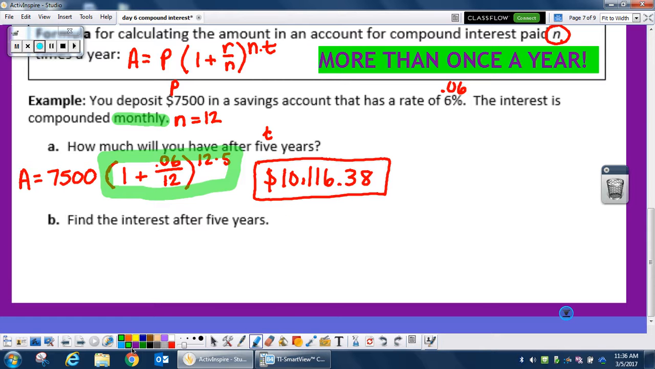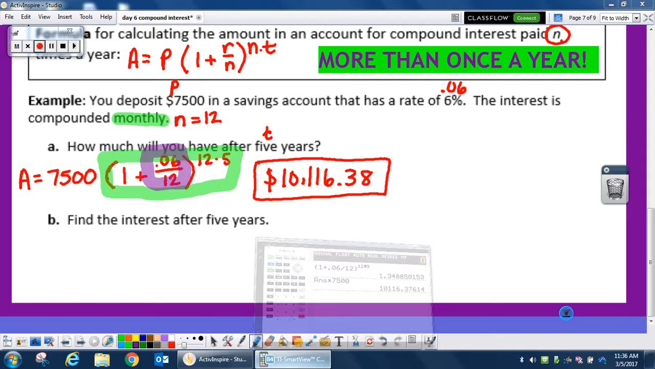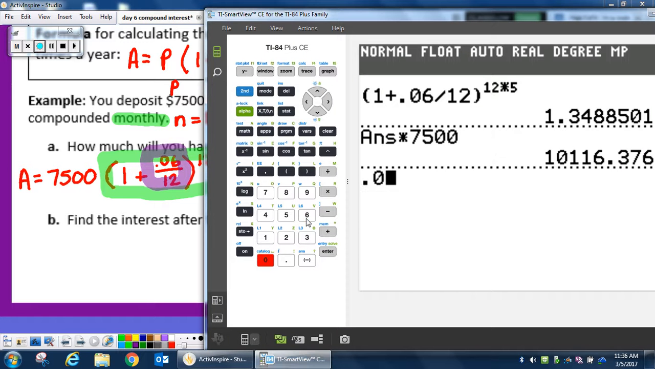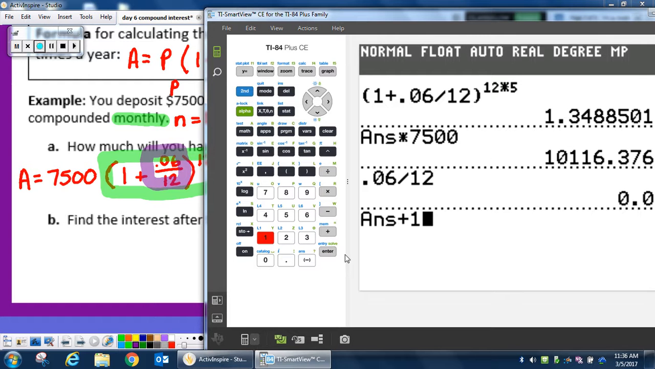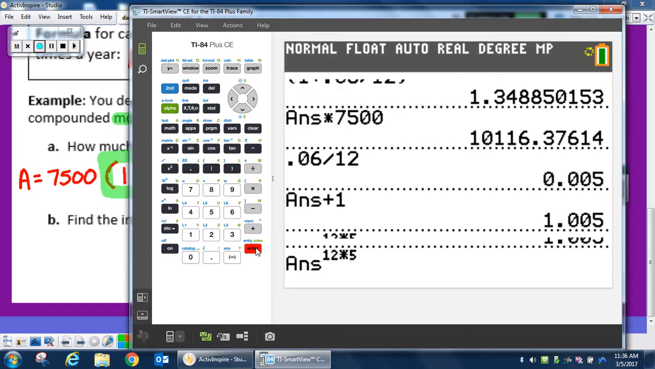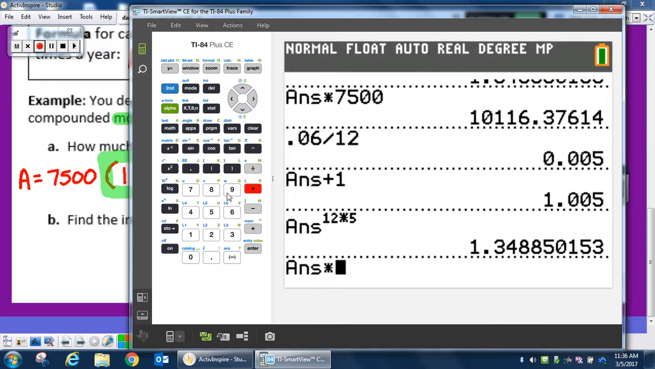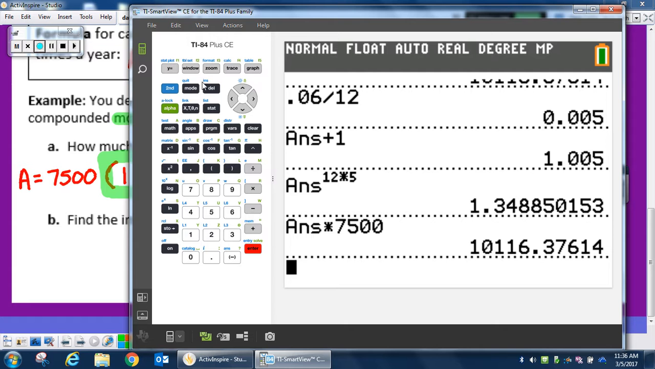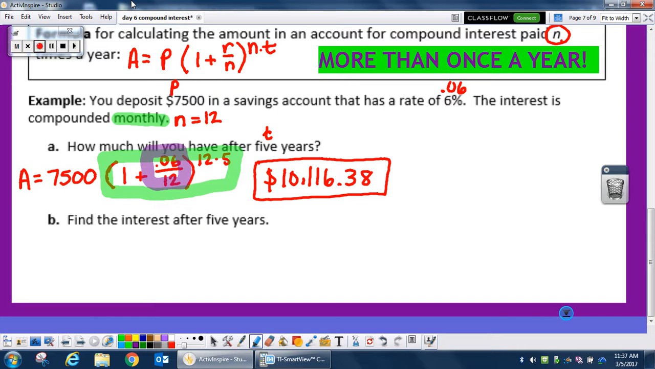So I'll show you another way to key it into your calculator if you want to chunk it even more. I would probably do this first. Okay, so what that means is I would do 0.06 divided by 12 plus 1. Okay, and then that to the 12 times 5 power. Okay, so we should be getting some of the same numbers. Okay, so you get the same answer. But again, I wouldn't try to put it all into your calculator, but if you want to, just make sure you check it with me before you decide your final answer.